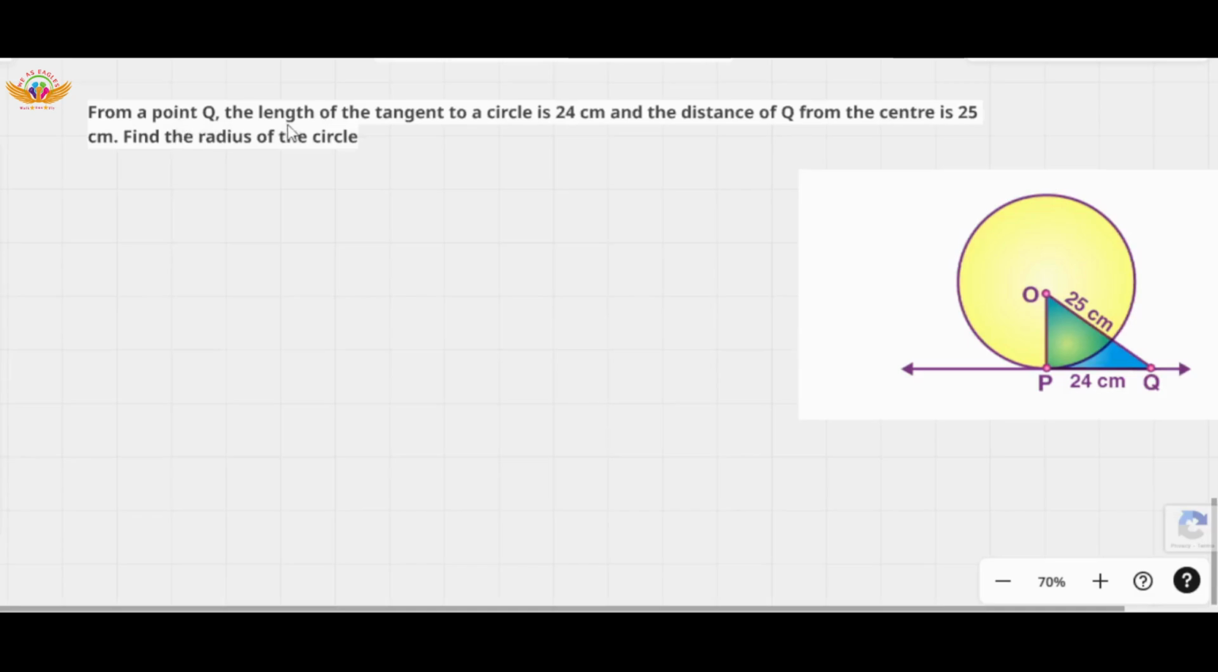From a point Q, the length of the tangent to a circle is 24 centimeters and the distance of Q from the center is 25 centimeters. Find the radius of the circle.